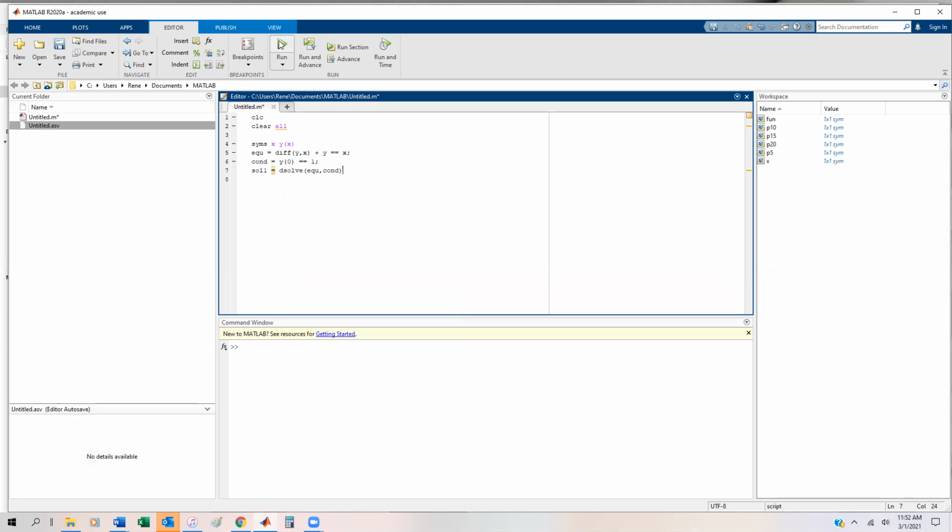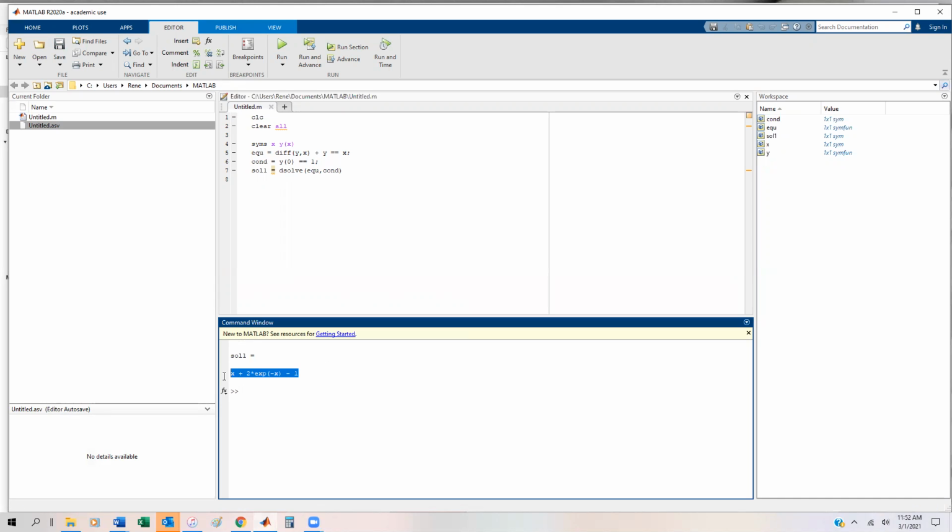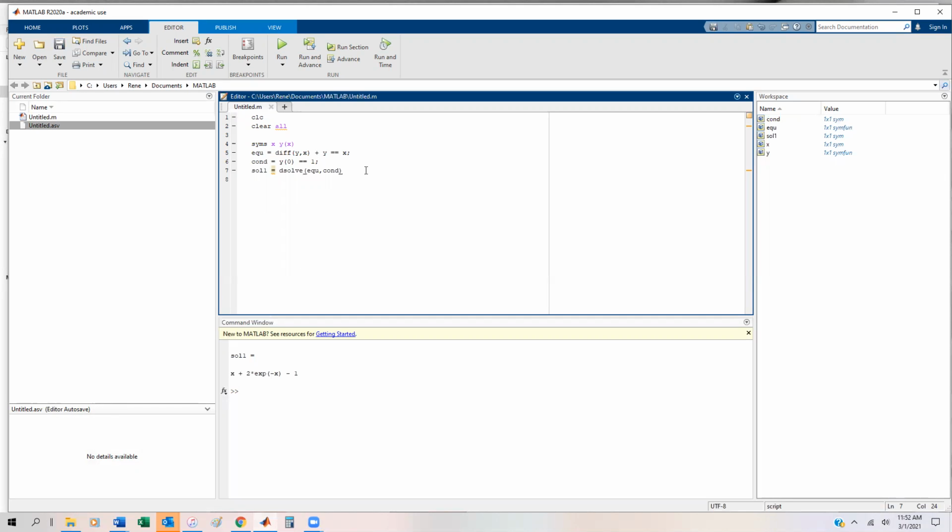I'm just going to go ahead and run this just to show you what happens with this. It might take a moment. But we get this solution, x plus 2e to the minus x minus 1. And what we could do is do an fprintf to say the solution to the DE is percent S, and I'm going to use sol1 as the final parameter here.